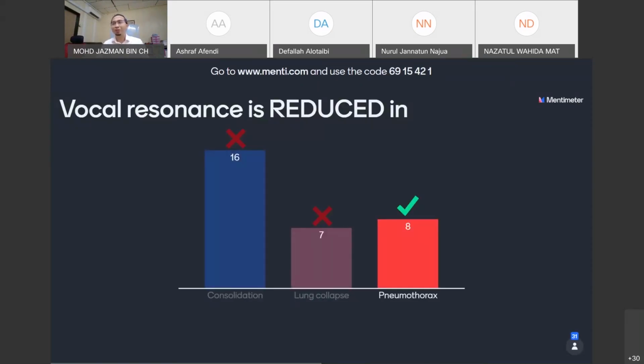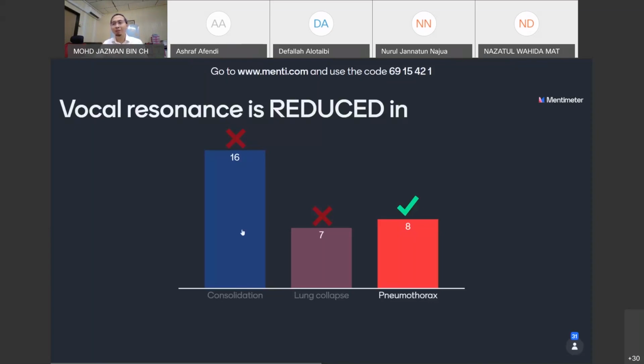Vocal fremitus or vocal resonance involves sound vibration transmitting over your chest wall. When you have something in between the lung and the chest wall, you will have a reduced vocal resonance. For example, if you have a pleural effusion or pneumothorax, you have a layer of something between the lung and the chest wall. So you have a reduced vocal resonance and vocal fremitus. As you all remember from your basic physics, sound waves travel better in liquid and solid compared to air. Okay, sound travels better in liquid or solid than air.